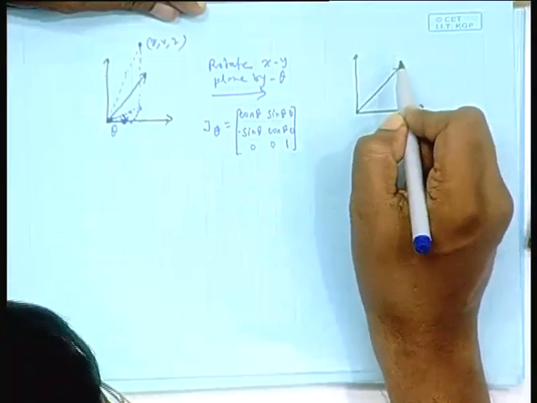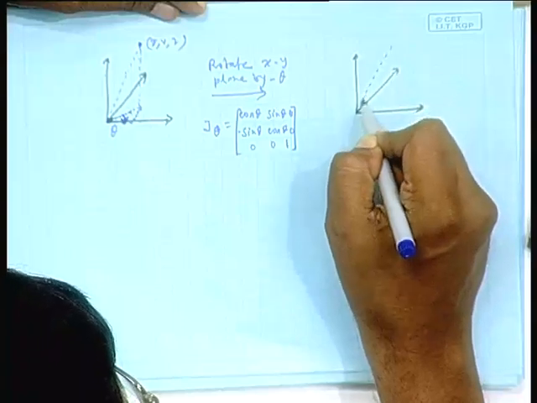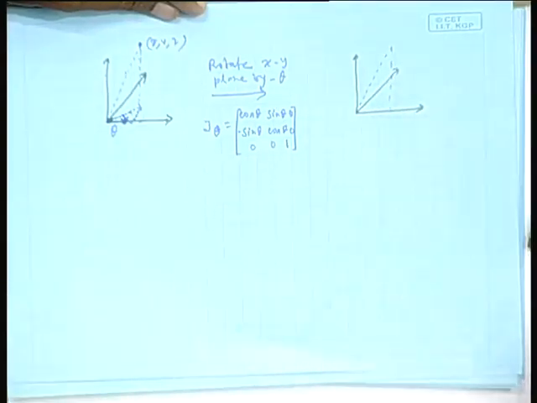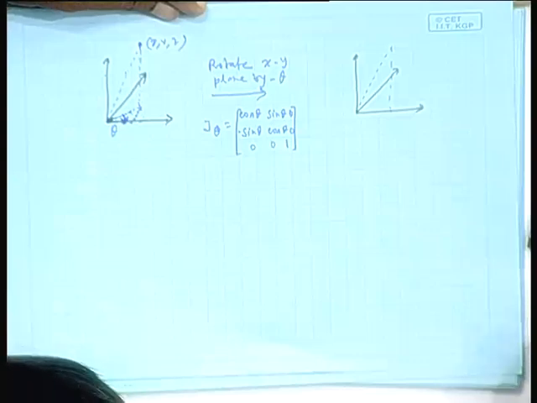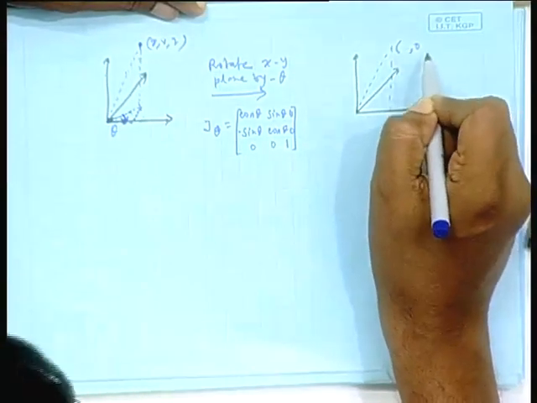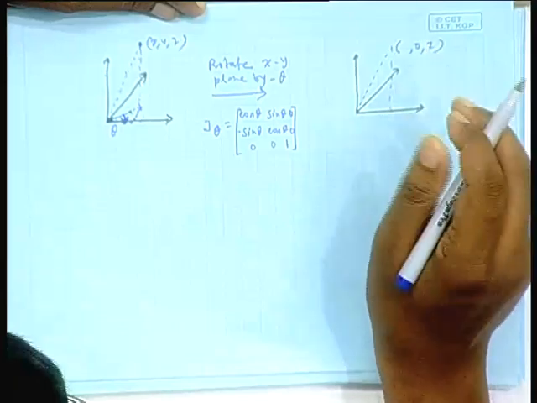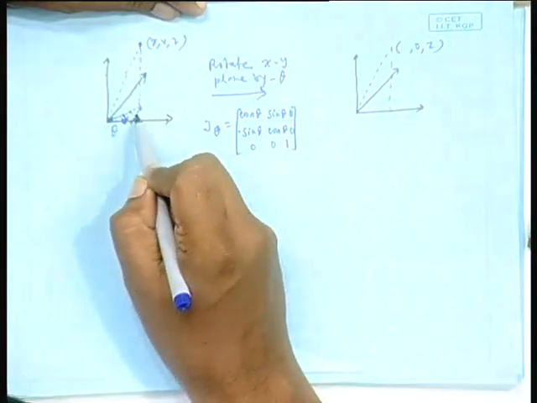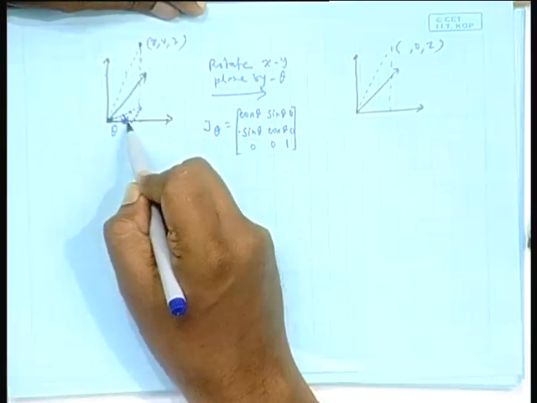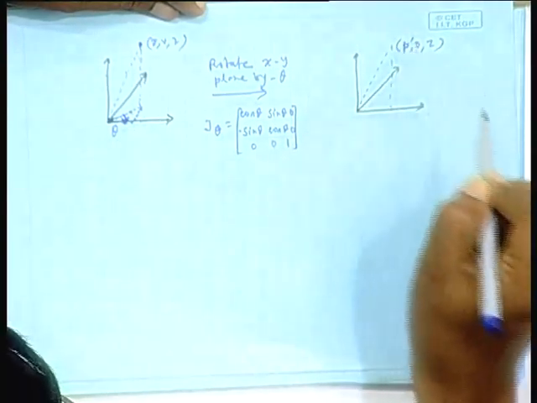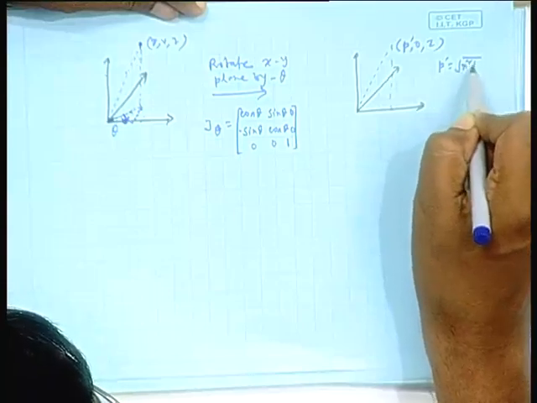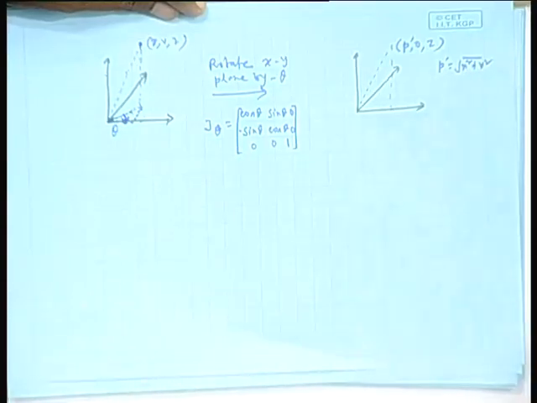I will be having a vector in this plane, isn't it? I will be having a vector in this plane. This new coordinate will be what? Y will be 0, z will be as it is, and what will be the x thing? That will be the length of this only, isn't it? They call it p prime. So, p prime is square root of x square plus y square, simple geometry.